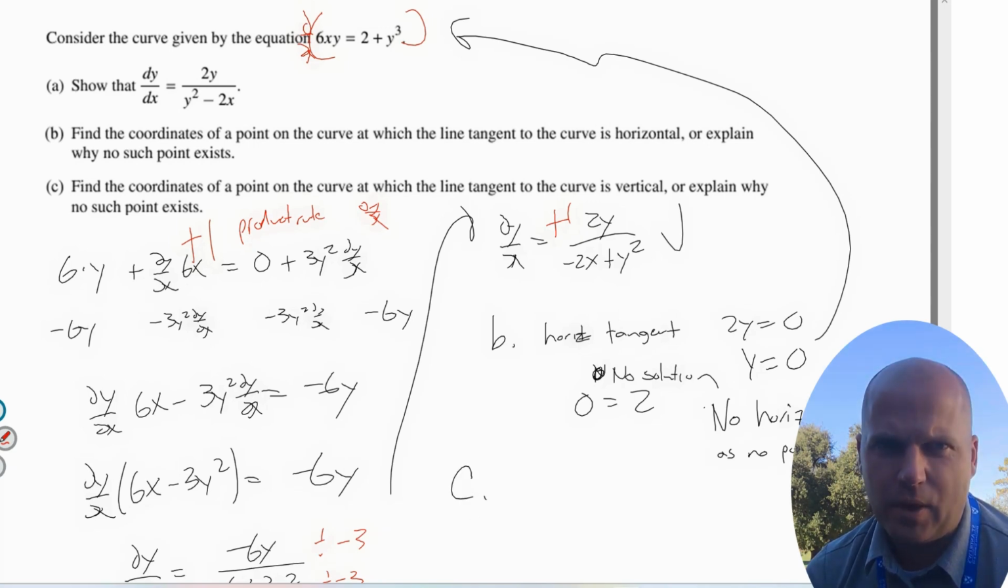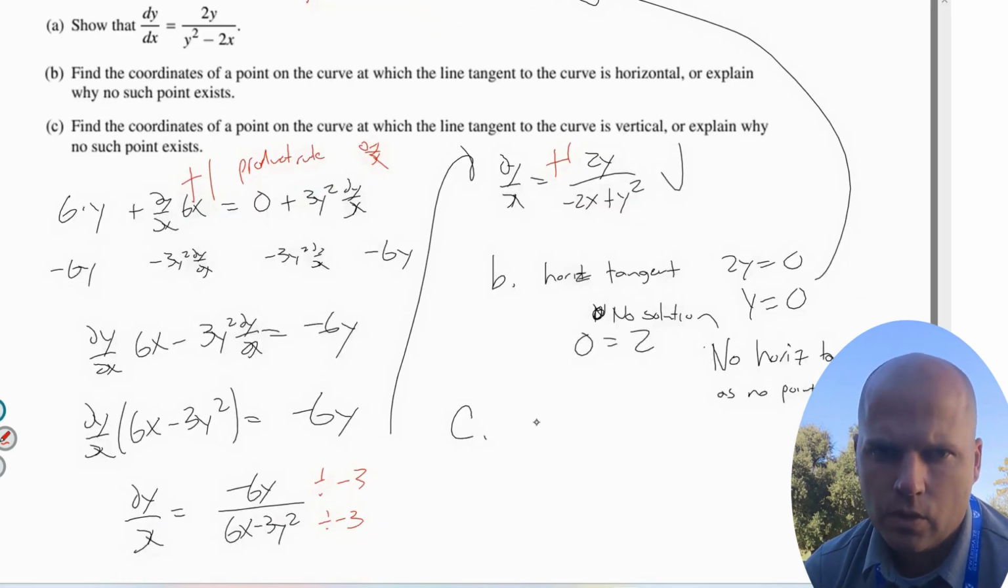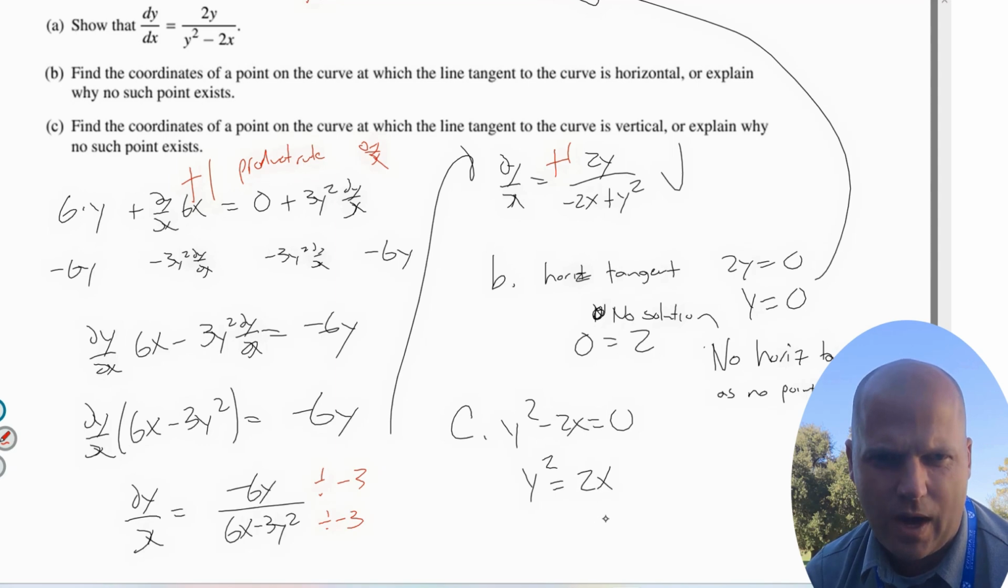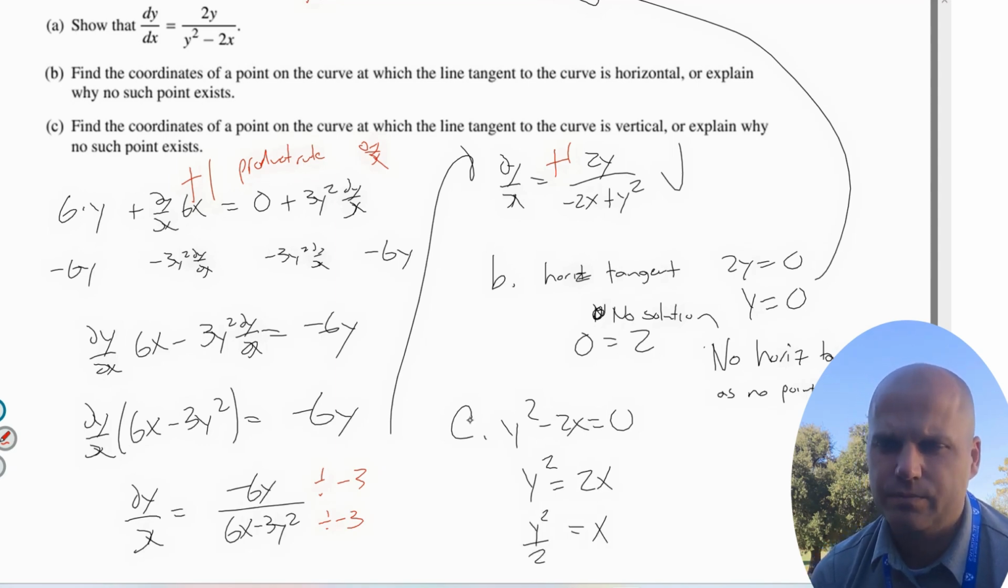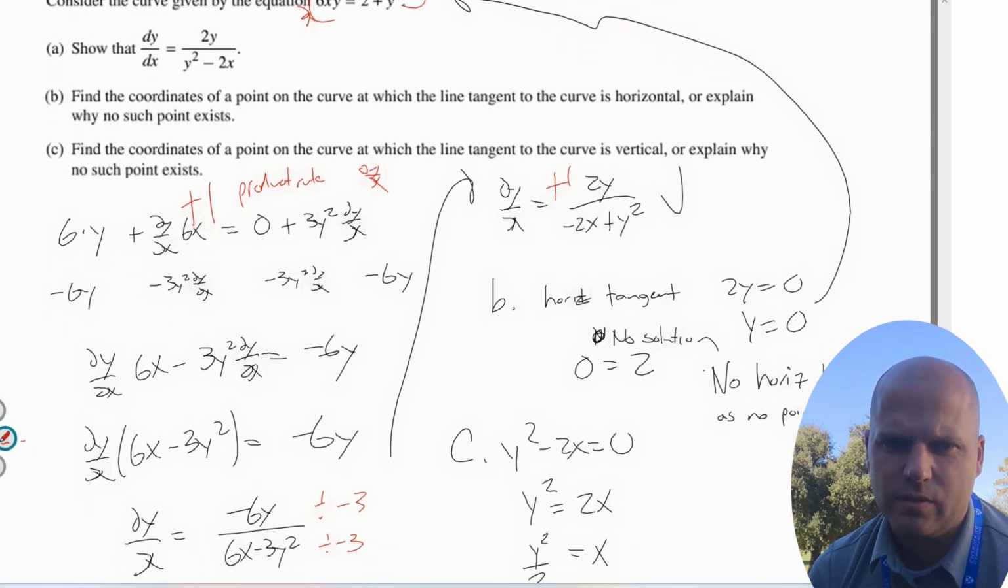And then part C, vertical tangents. y squared minus 2x will equal 0. This is a good example of solving for the correct variable. I'm not going to solve for y. I'm going to solve for x. That way I don't have to take a square root. I'll take that and substitute into the original equation.